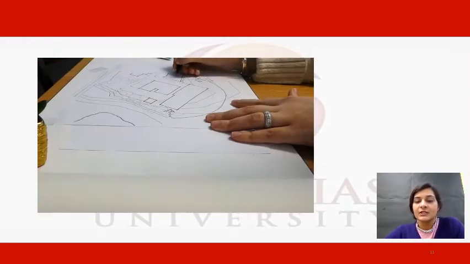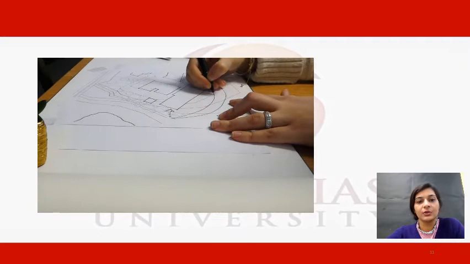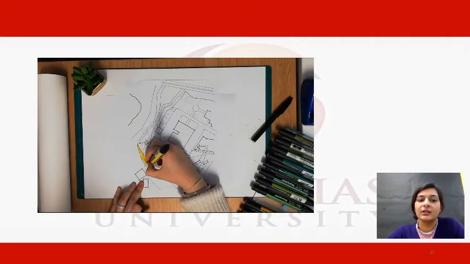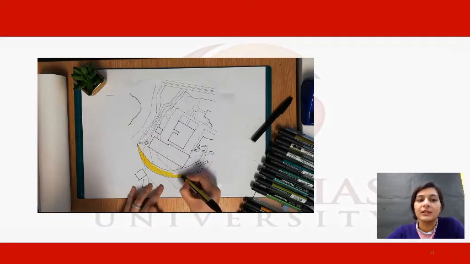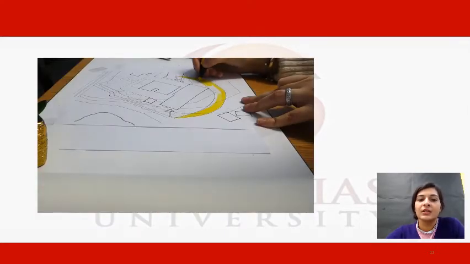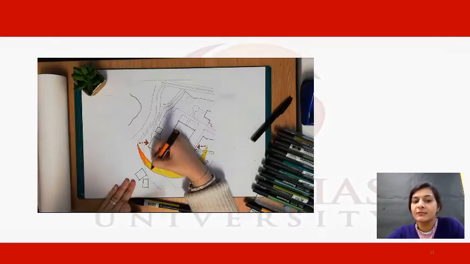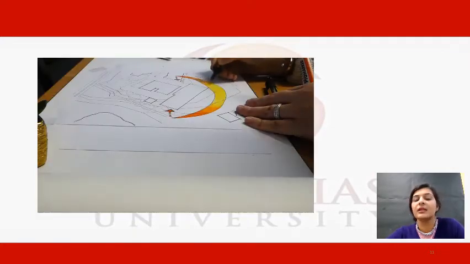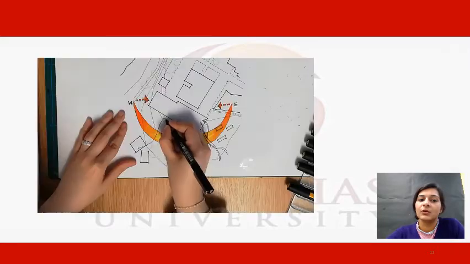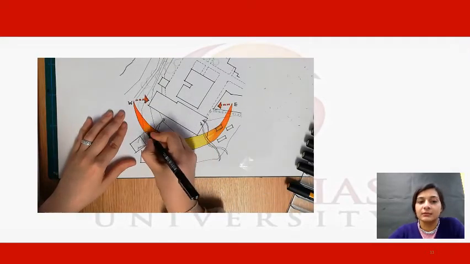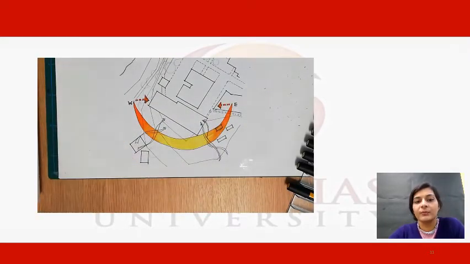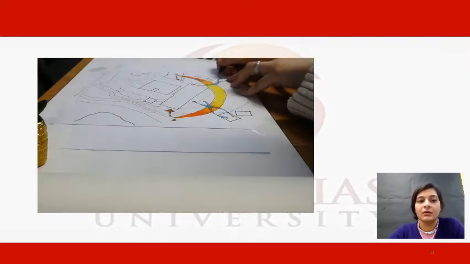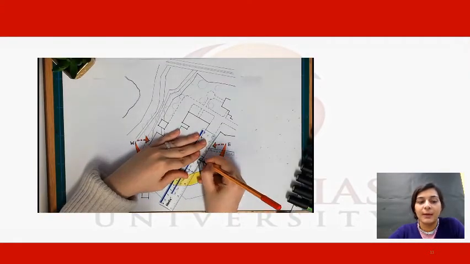Now the first step is you should download your site from Google Maps and highlight its boundary. As you see in the picture and the video, the site boundary is highlighted by the black color, by bold lines. Then the Google Map is placed behind the tracing sheet. Then you mark vegetation from the Google Map, which shows you.